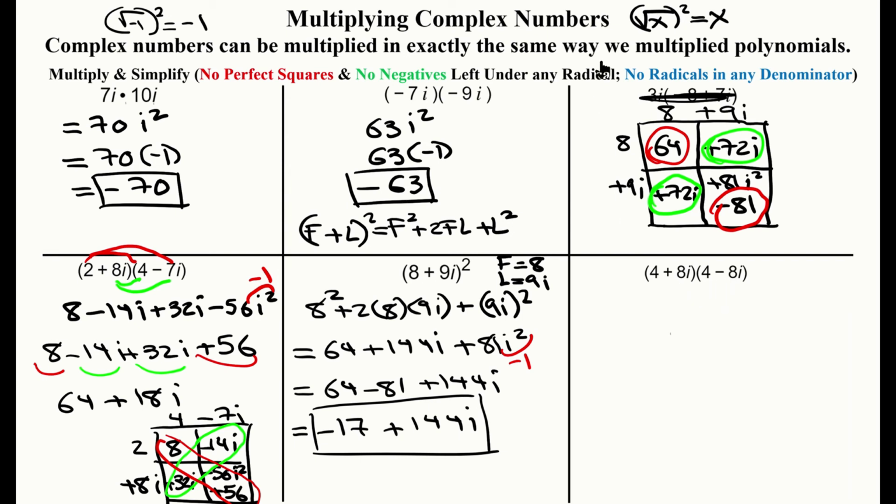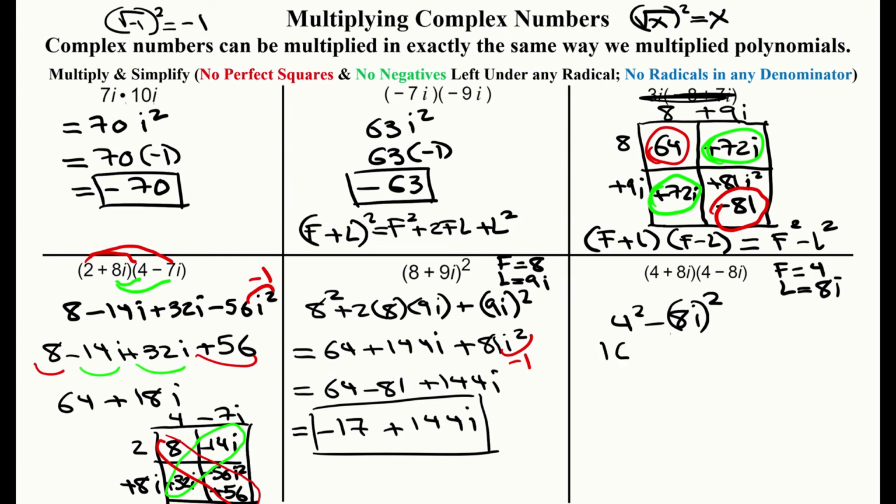And if you remember, when you multiply two conjugates of the form f plus L times f minus L, you're always going to end up with a difference of squares, which makes these very, very simple problems, because here your f is going to be 4 and your L is going to be 8i. So you're going to get 4 squared minus quantity 8i squared. Make sure you're squaring the entire 8i.